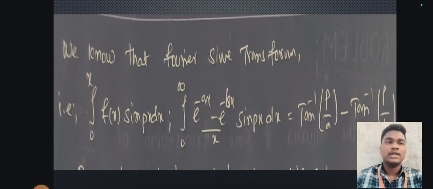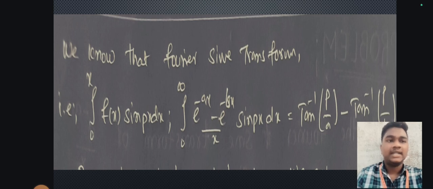We know that the Fourier sine transformation, that is the integration from 0 to infinity of f of x into sin px into dx, is equal to the integration from 0 to infinity of (e power minus ax minus e power minus bx) by x into sin px into dx, that is equal to tan inverse of p by a minus tan inverse of p by b. So we get this equation from the Fourier sine transformation. Let us go forward in this problem.